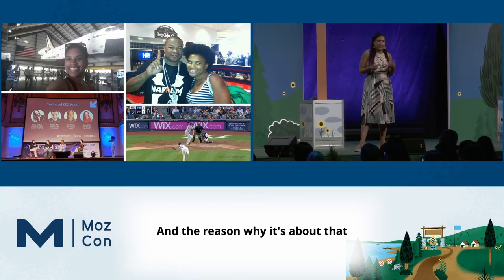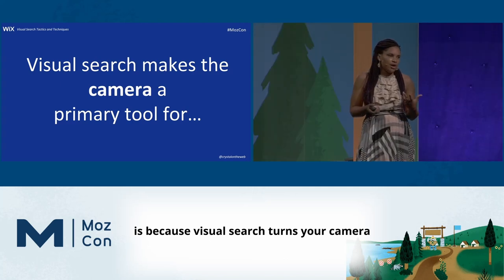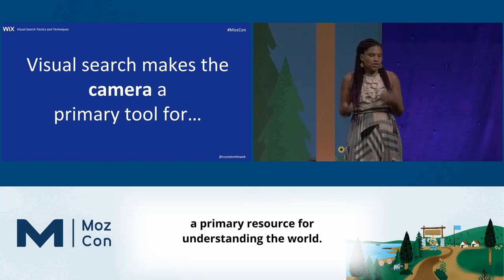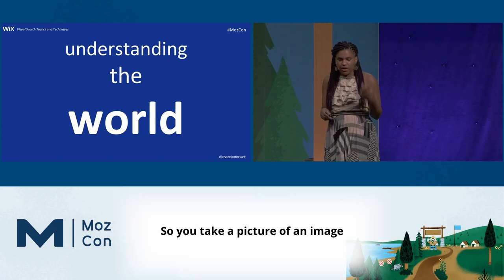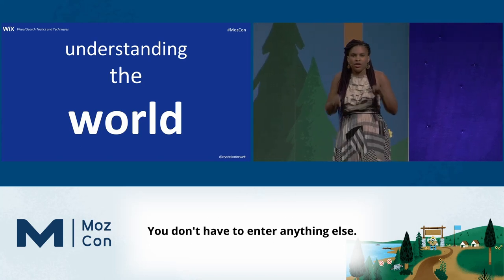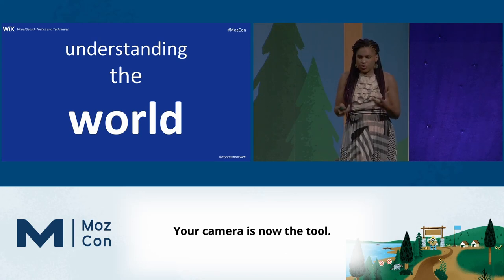And the reason why it's about that is because visual search turns your camera into an active tool, a primary resource for understanding the world. So you take a picture of an image and then you're able to understand the world. You don't have to enter anything else. You don't have to type anything else. Your camera is now the tool.